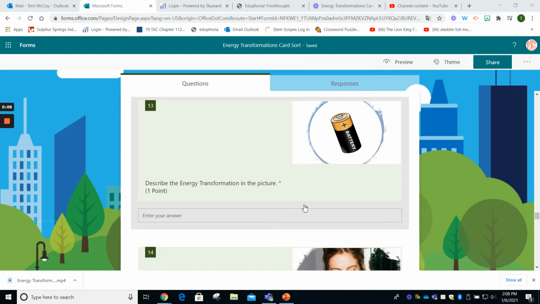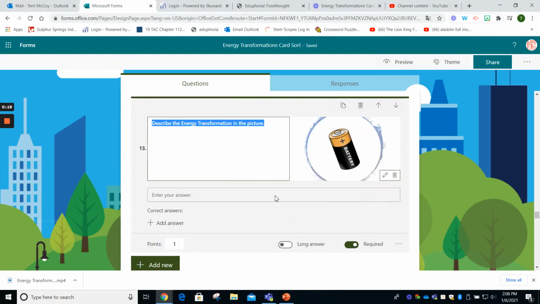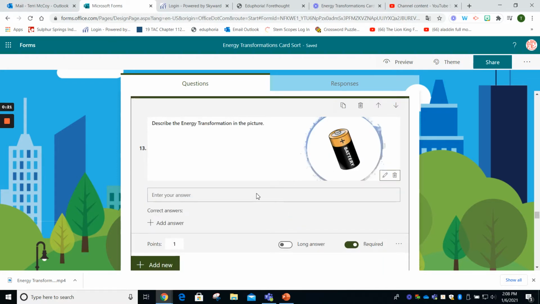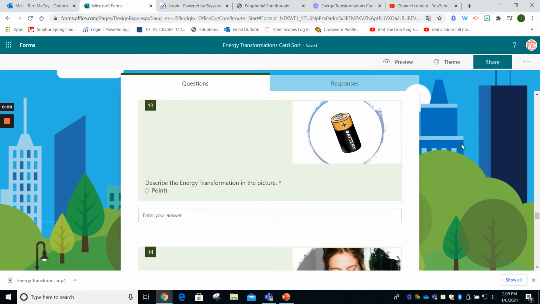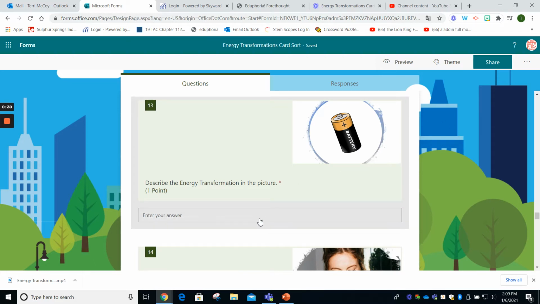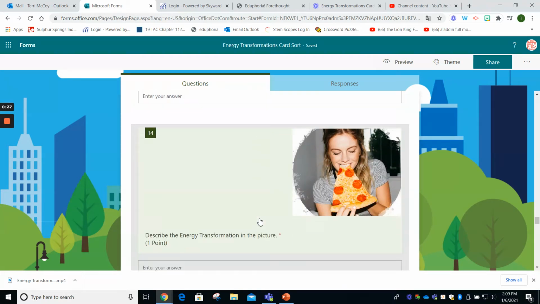Let's look at number 13. This one says, describe the energy transformation in the picture. So we have a battery right here. If I was answering this question, what type of energy do we start with in a battery? Well, we start with chemical energy. So I would type in chemical energy, and what does a battery turn that chemical energy into? Electrical energy. So your answer should look something along the lines of chemical energy to electrical energy. Okay? Something along those lines.